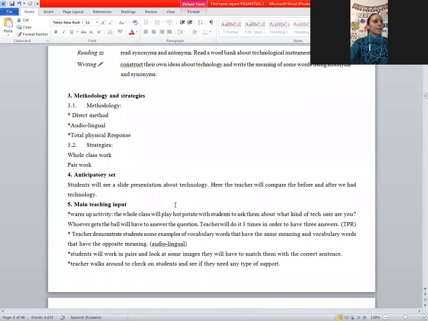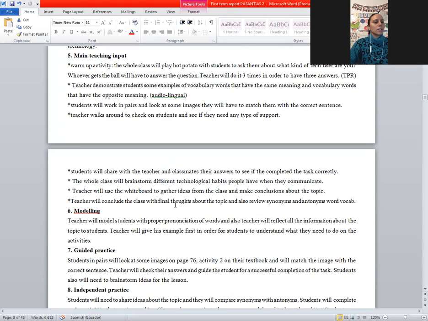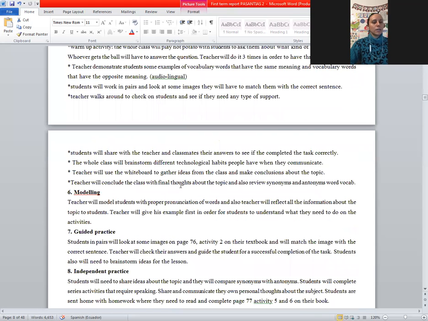And here, since we said we're going to read in the book, we have a part where they need to read and construct some sentences about synonyms and antonyms as well.